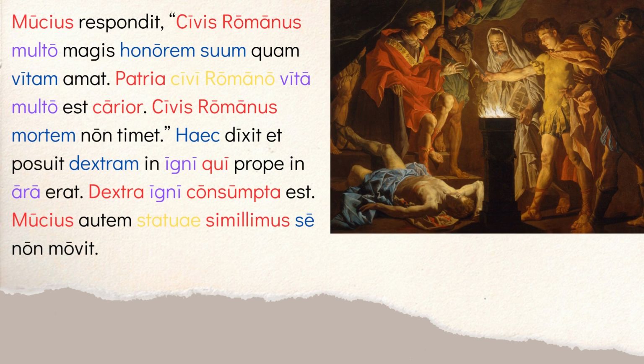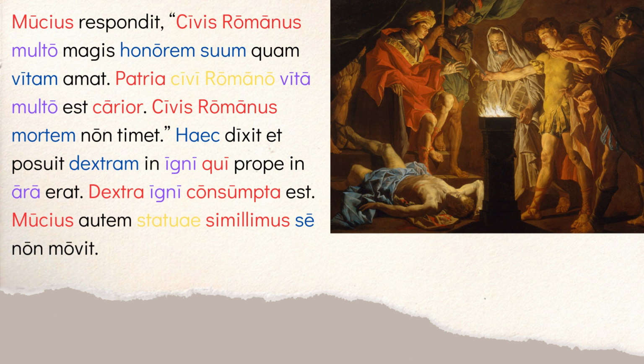So Mucius responds, and he says, Civis Romanus multo magis honorem suum quam vitam amat. So he responds and says, a Roman citizen loves, amat, his own honor, honorem suum. He loves his own honor much more. Multo magis is your much more. So it's a comparison here.